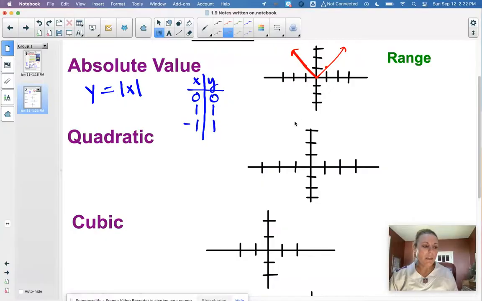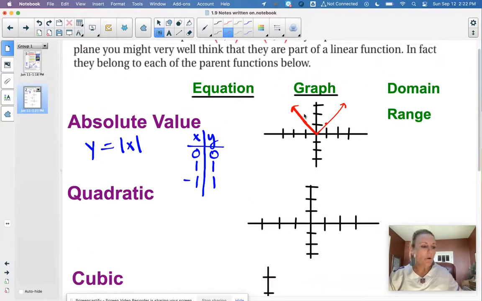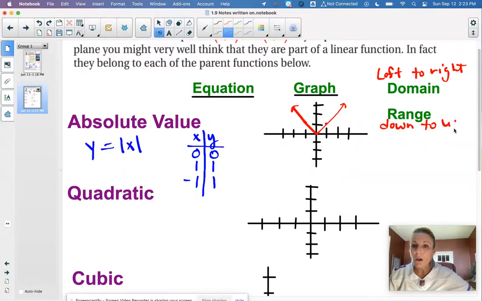That is a V. So now let's talk about the domain and range. Remember, the domain is what's happening going from left to right, and the range is what's happening looking at the graph down to up. All right, so let's talk about this right now.